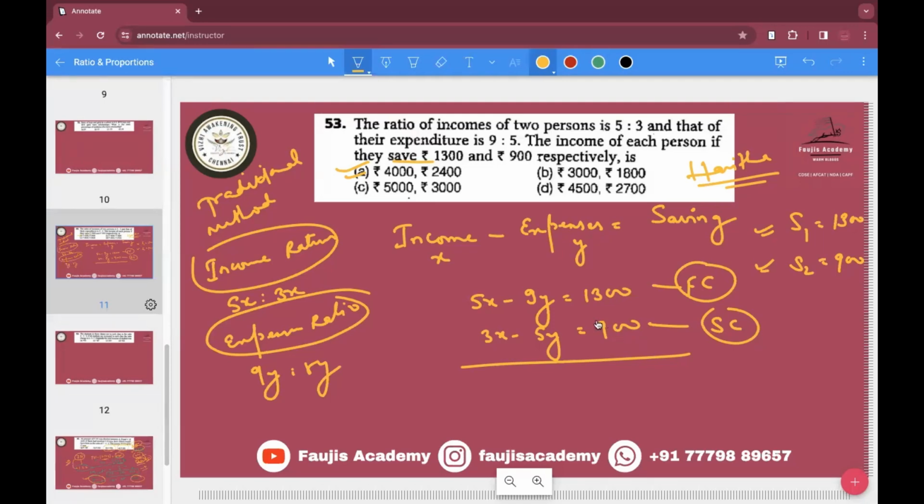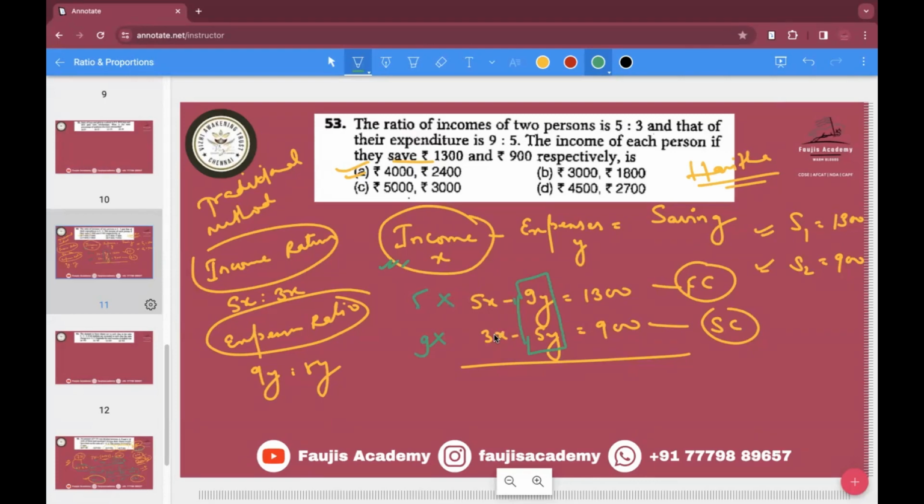Now, how do we solve this? How did I tell you? We have to find the income of each person. That means we have to find out x. If we have to find x, what will we be eliminating? y. We have to get rid of this y. In order to get rid of y, we have to match it. Over here it's 9y, so we'll multiply the whole equation by 9 and the whole equation above by 5.